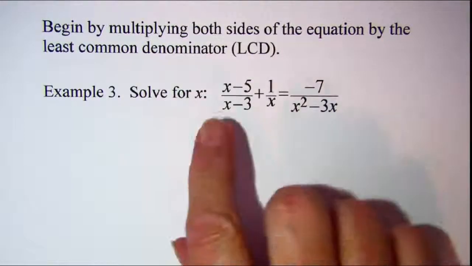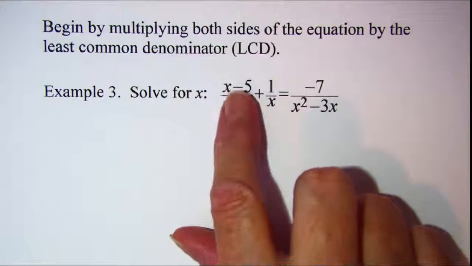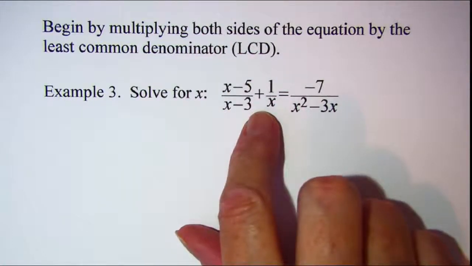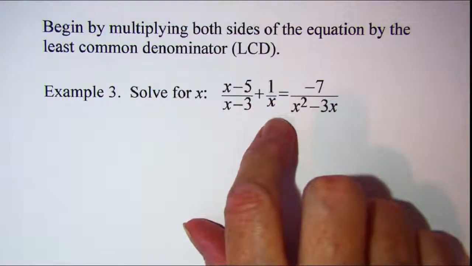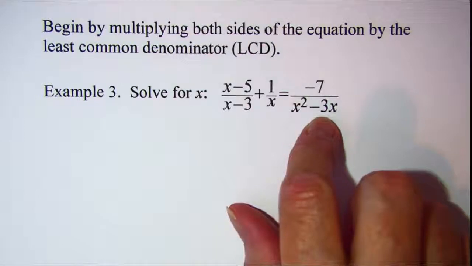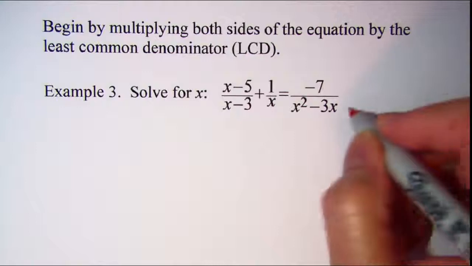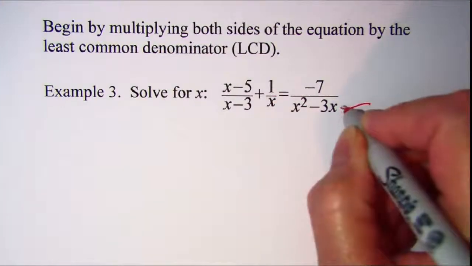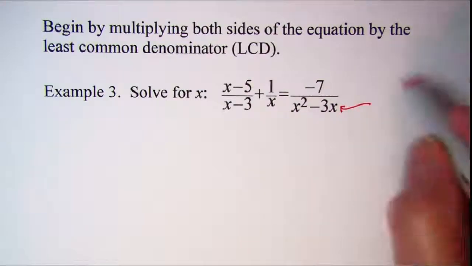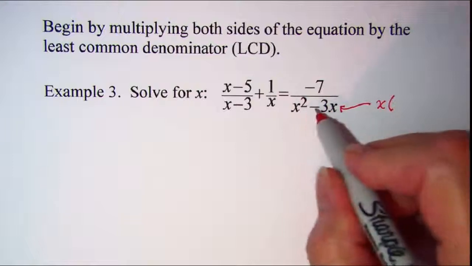The problem that we'll be working with is: solve for x. We have the fraction (x - 5)/(x - 3) plus the fraction 1/x is equal to the fraction -7/(x² - 3x). I'm noticing that this expression factors. I can pull an x out and I get x times the quantity (x - 3).